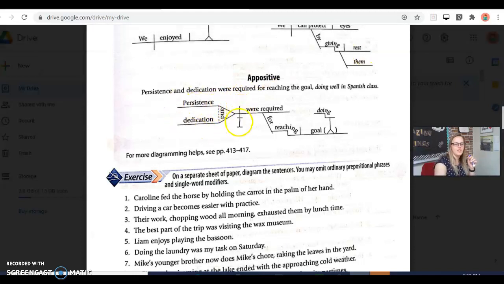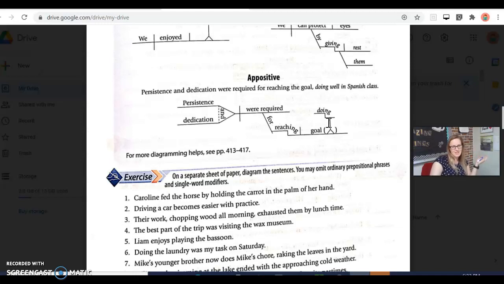Then we have our dividing line. The verb phrase, were required. Required is an action verb. Were is just the helper that tells the tense. Then required for what? For reaching the what? The goal. And then we have this, which is an appositive, but it's also a gerund. So it's on a pedestal, but it's in parentheses because all appositives are diagrammed in parentheses. If you remember some of the pages before, like King Herod was in parentheses. Well, this appositive is in parentheses, but it's on a pedestal because it's also a gerund.